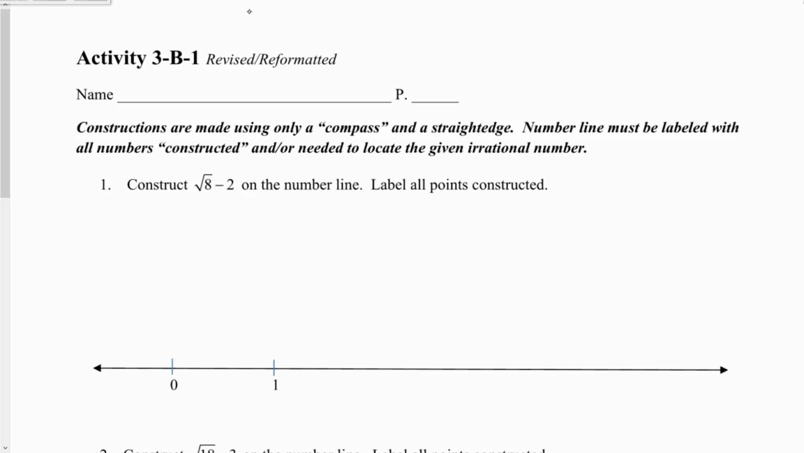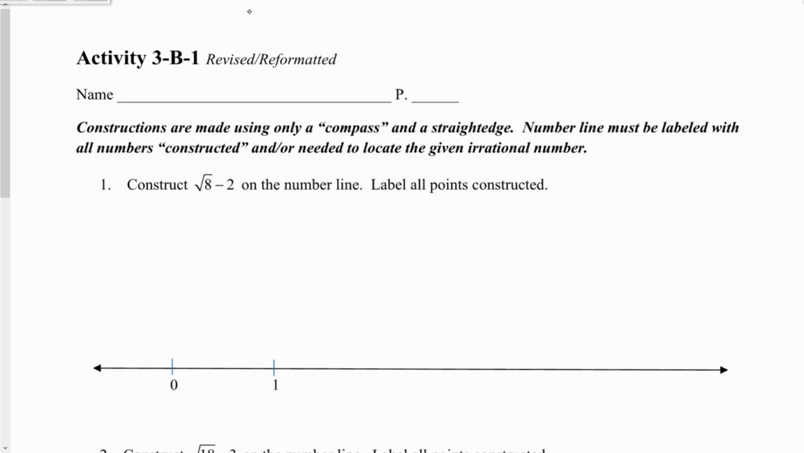Yes, and this is not exactly the 3B1 activity. I revised it a little bit. So if you guys are watching this from another campus, well, you just have to go with the flow. Okay, so there we go. All right. The skills involved in here are obviously the same.